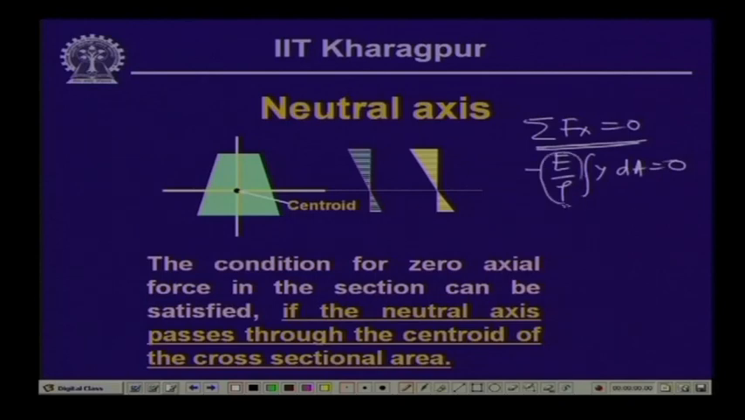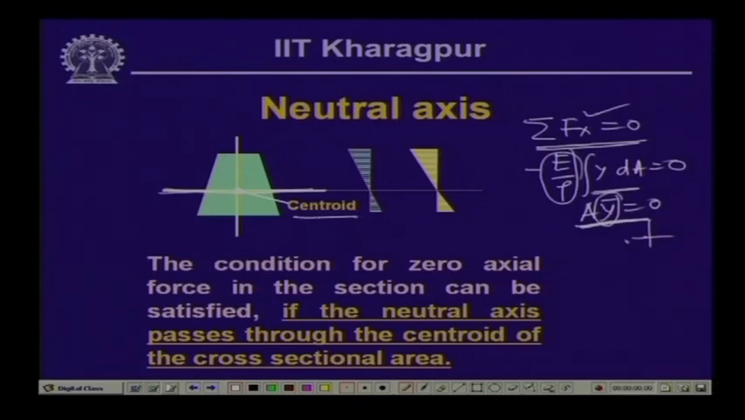Now, this being constant, let us say we call this y bar equals 0. This indicates that y bar, the distance of the centroid of the cross section with reference to the origin, is 0. If it is 0, then the summation of Fx will be 0. So, in effect it means that the z axis must pass through the centroid of the cross section.